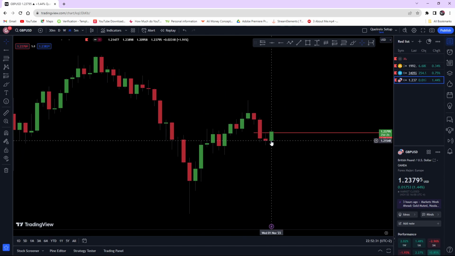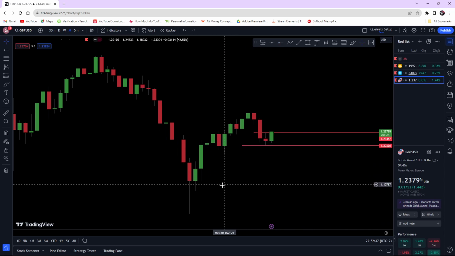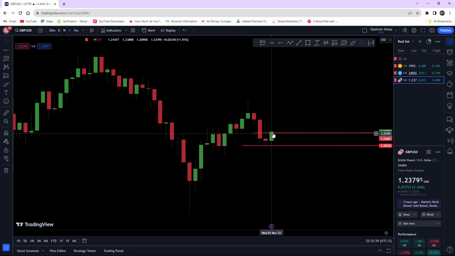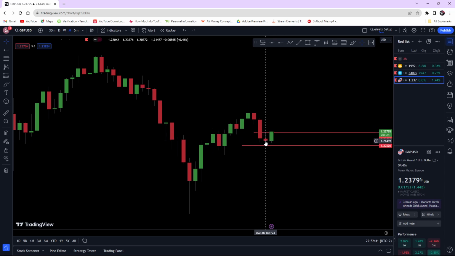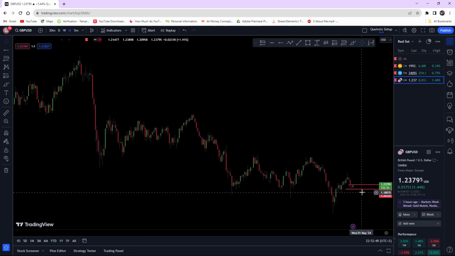Of course, this is the month of November. We can see that in the month of November, price has been bullish already, and it ended bearish. So this might, and listen to me, this might just be a retracement.